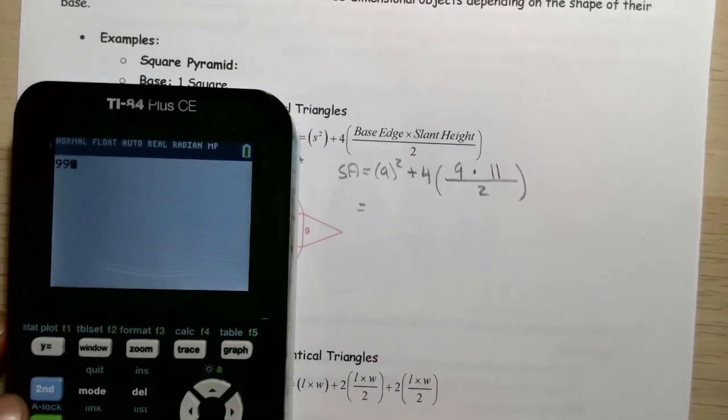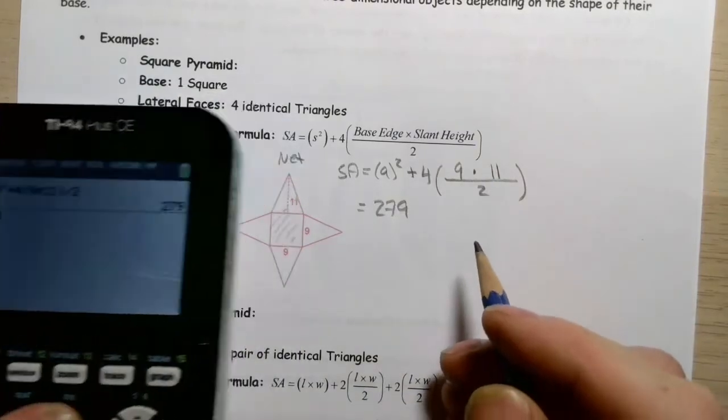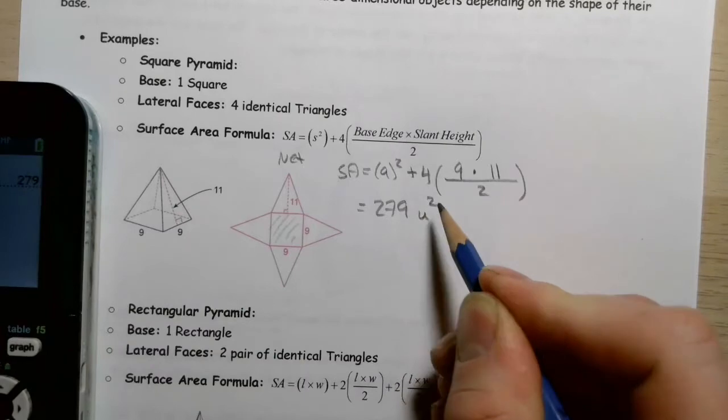So 9 squared plus 4 times. Now in the numerator, this is going to be 9 times 11. And then we're going to divide that by 2. And we get 279. What are our units here? Oh, no units given here. So we'll just use a little u squared.